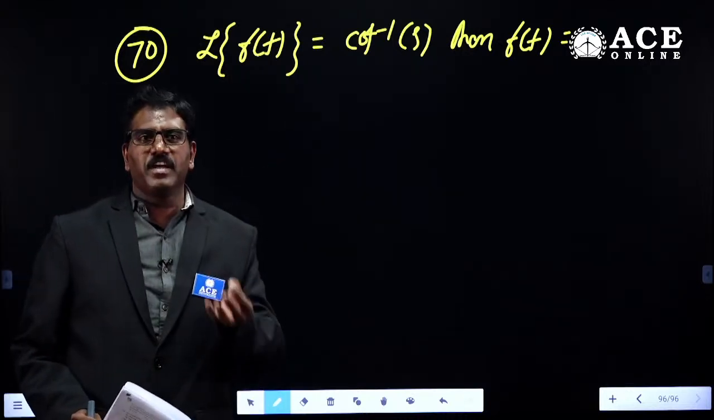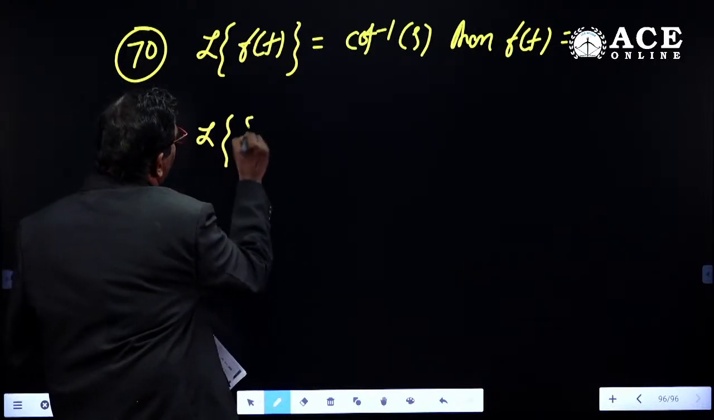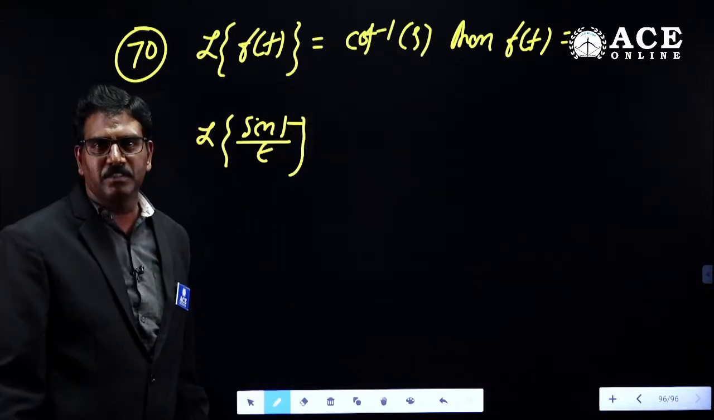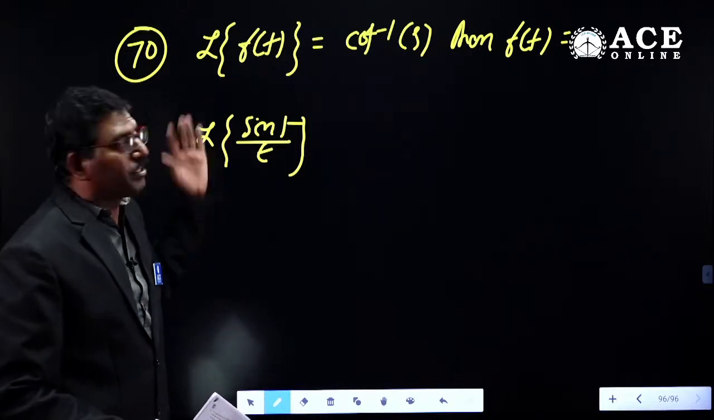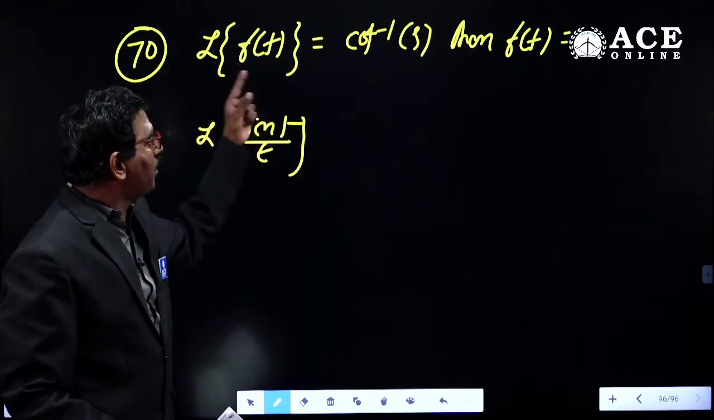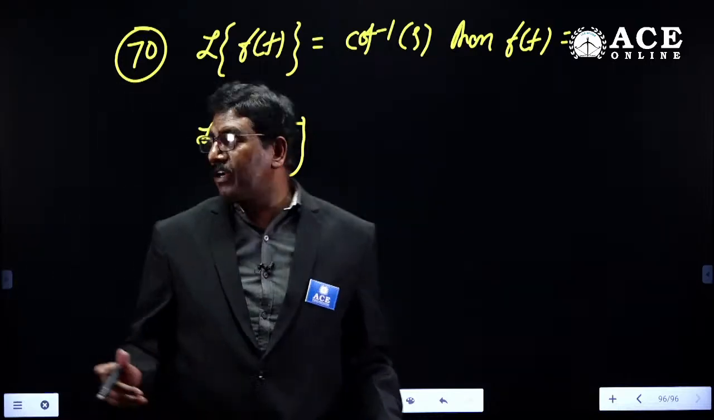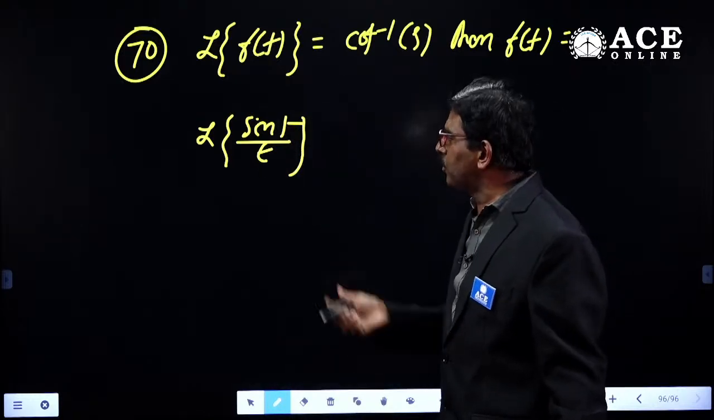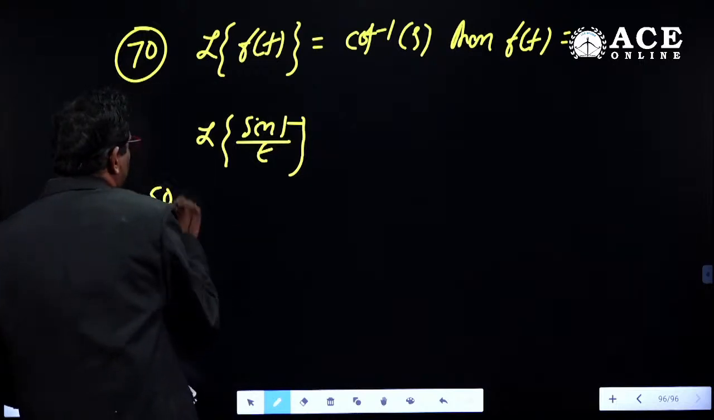Cot inverse s is a direct Laplace transform of sin t by t, the direct output is cot inverse s. So, you need not apply multiplication with s, that form is not required. Multiplication with t you have to take. But without taking that, directly we will get it, a direct application. But how it comes, if you want to know, I will give that form also.